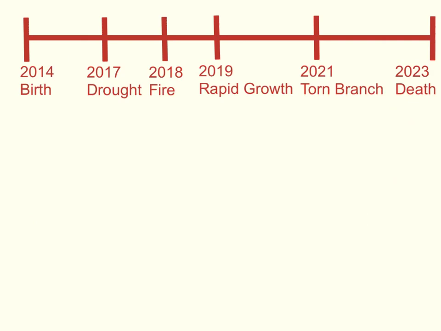Let's start to draw a tree cookie using the timeline above. We see here that our tree was born in 2014. So that year that it was born, we'll draw a very small ring. There's 2014. There's nothing major that happened in 2015 or 2016. So we'll draw normal rings for 2015 and 2016. In 2017, there was a drought. That means we're going to draw a ring very close to the year before.